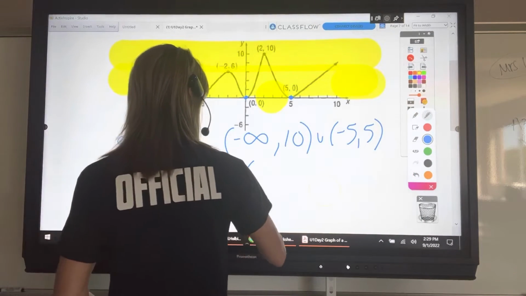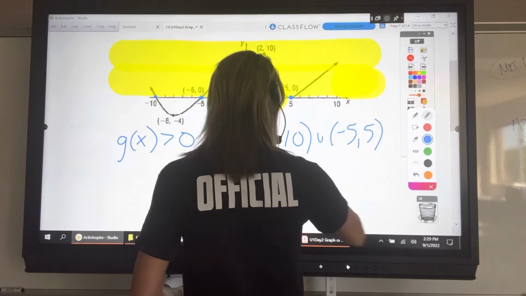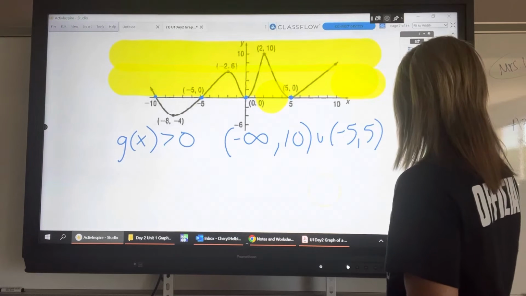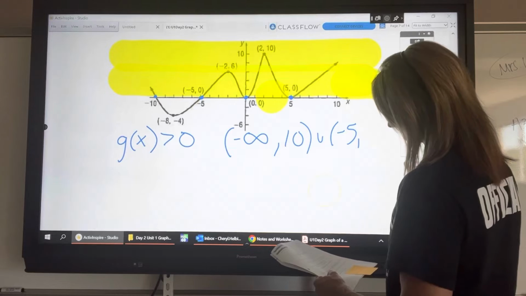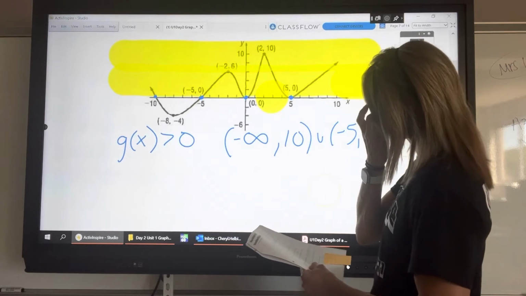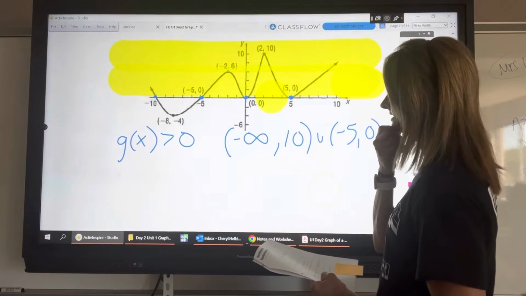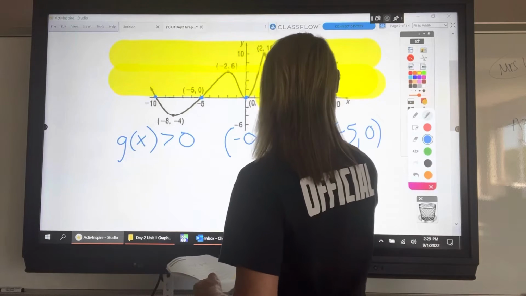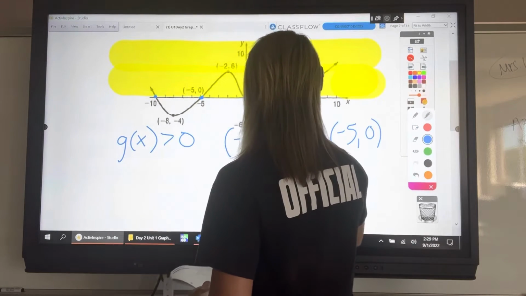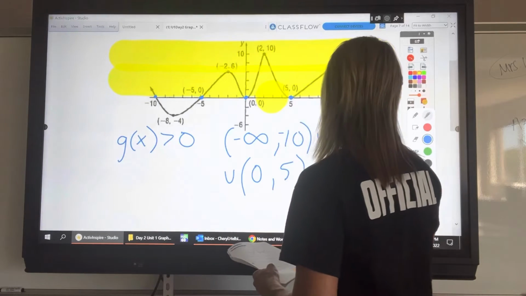In union with 5. Wait, Miss Helbig, why is it -5? I thought those didn't count, it would be equal to. Did I leave out the 0? Isn't the 10 negative on the first one? Okay, that's the top. Obviously. You're right. Thank you. In union with 0 to 5, and then 5 to infinity.